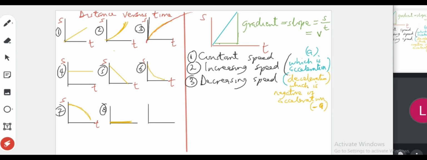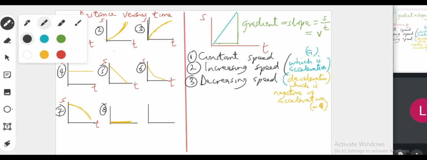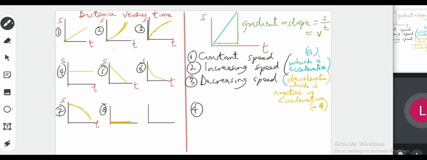The slope is decreasing, and the slope stands for what? The slope stands for speed. Since the slope is decreasing, that's decreasing speed. Another name for decreasing speed is what? Deceleration. Let's go to number 4. No speed, because it has no slope, it's a straight line. No speed means, what does it mean?